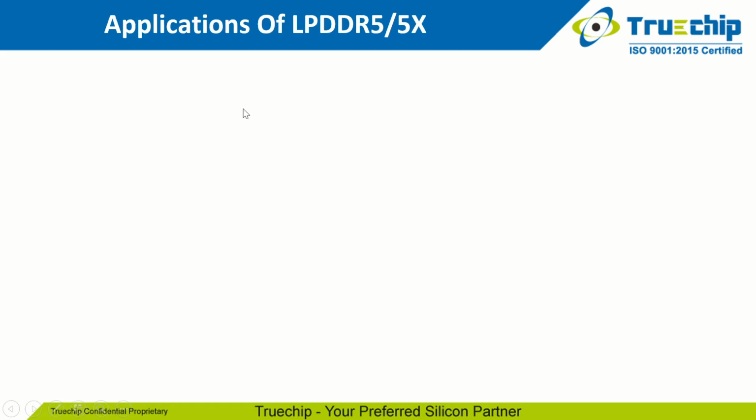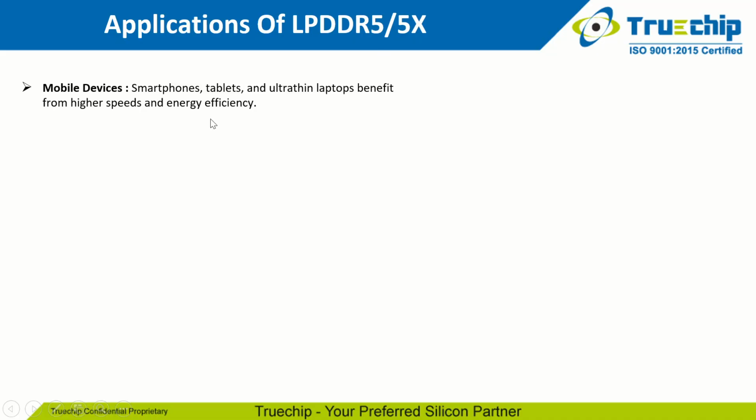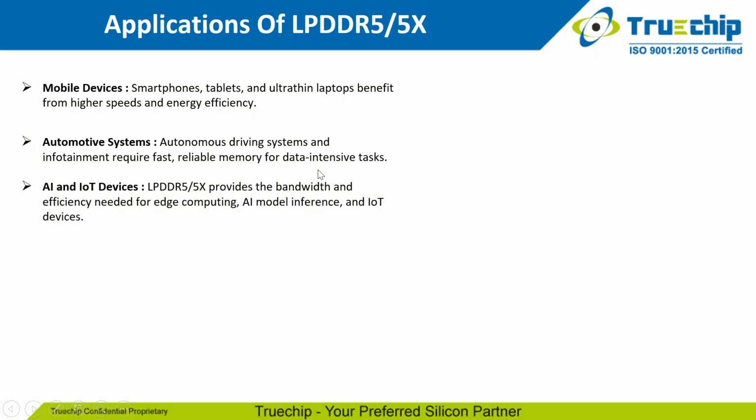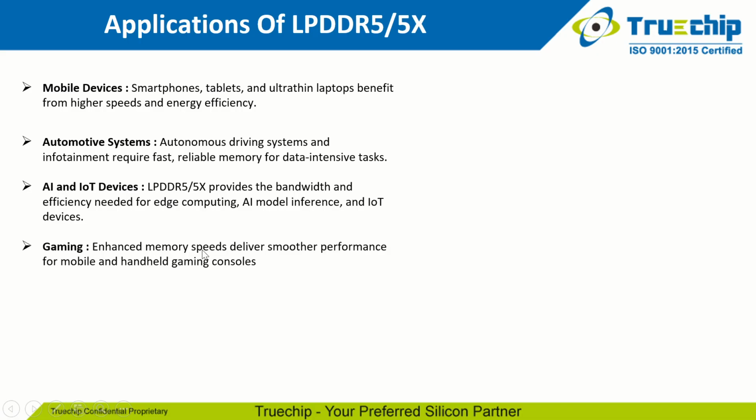So let's discuss applications of LPDDR5 RAMs. First is mobile devices. Smartphones, tablets, and ultra-thin laptops benefit from higher speeds and energy efficiency. Automotive systems. Automated driving systems and infotainment require fast, reliable memory for data-intensive tasks. AI and IoT devices. LPDDR5 provides the bandwidth and efficiency needed for edge computing, AI model inference, and IoT devices. Gaming. Enhanced memory speed delivers smoother performance for mobile and handheld gaming consoles.